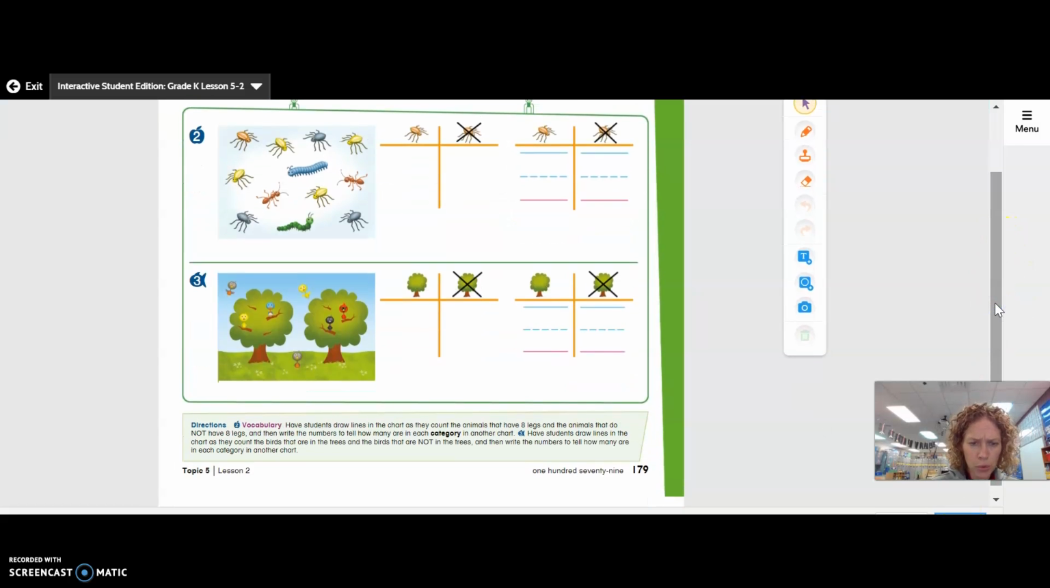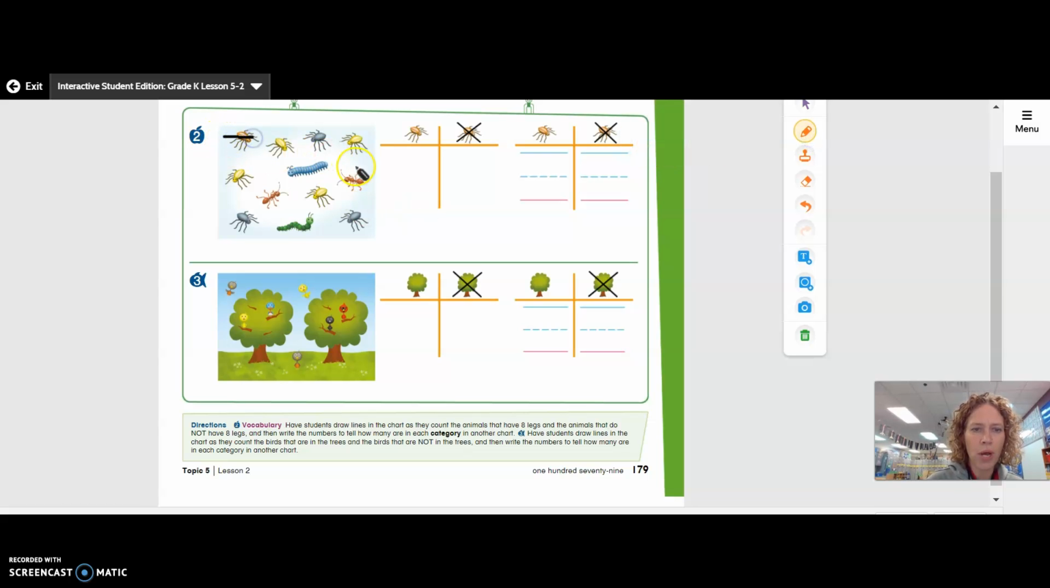All right, for number 2, we are going to draw lines in the chart as we count the animals that have 8 legs, and the animals that do not have 8 legs. Then we have to write the number. The bugs that have 8 legs are spiders, so we have to look for spiders and tally. Oh, I got to get my pencil out. So you'll have to get your pencil.